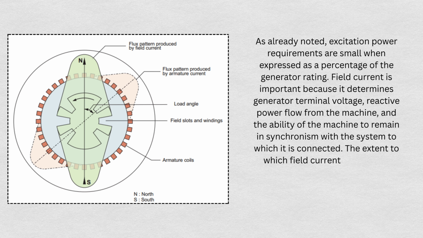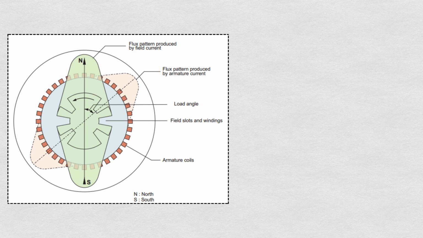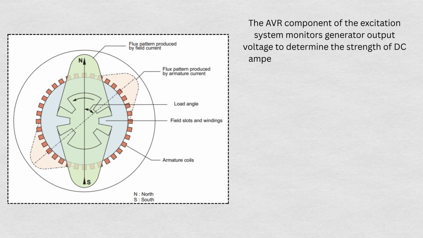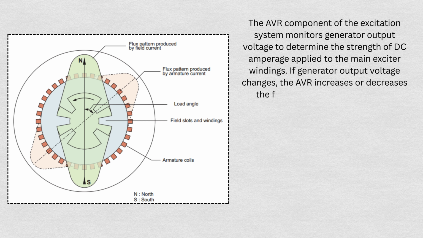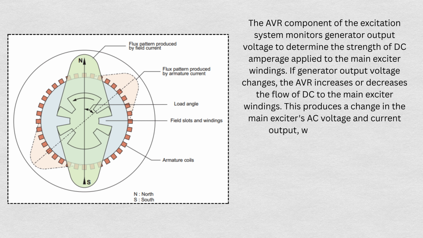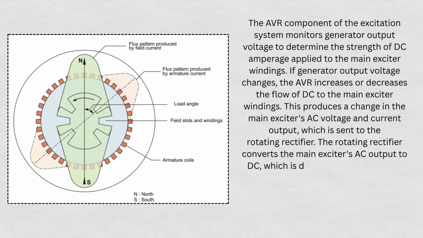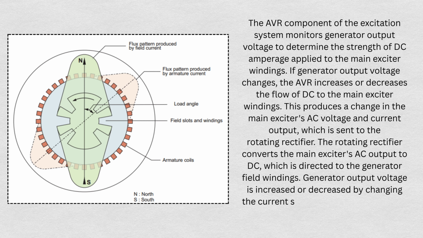The extent to which field current determines generator terminal voltage depends on system loads and the relative size of the generator. The AVR component of the excitation system monitors generator output voltage to determine the strength of DC amperage applied to the main exciter windings. If generator output voltage changes, the AVR increases or decreases the flow of DC to the main exciter windings. This produces a change in the main exciter's AC voltage and current output, which is sent to the rotating rectifier. The rotating rectifier converts the main exciter's AC output to DC, which is directed to the generator field windings. Generator output voltage is increased or decreased by changing the current supply, number of flux lines, to the generator.